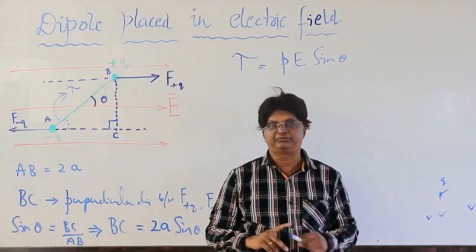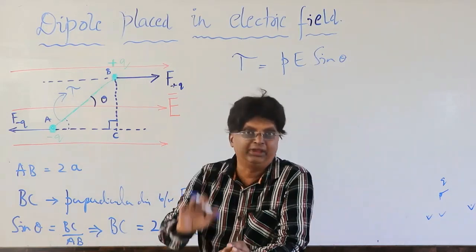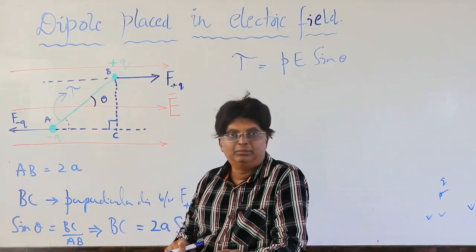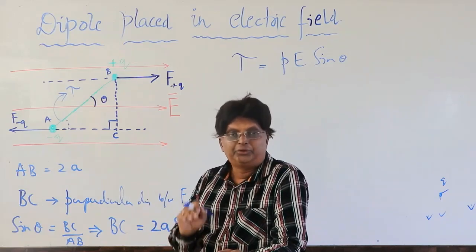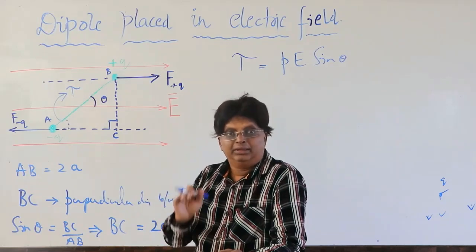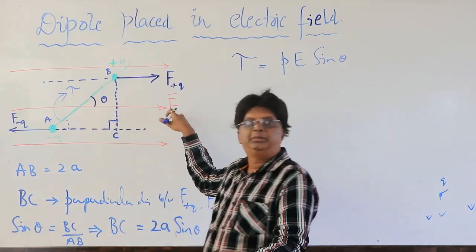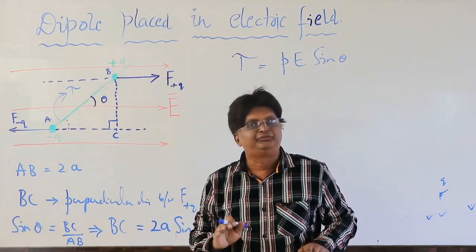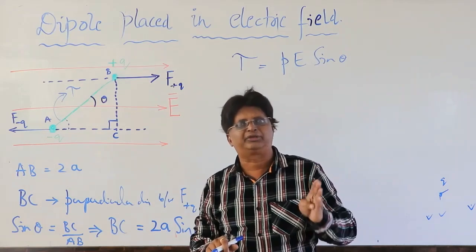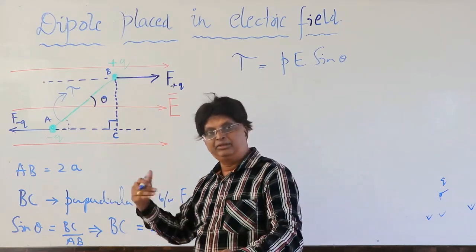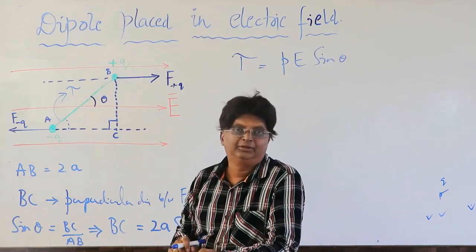So what is the purpose of the torque? Why does the field exert torque on the dipole? It is to align the dipole in the direction of the field. At any other angle, the field does not allow it. It always tends to align the dipole in the direction of the field.